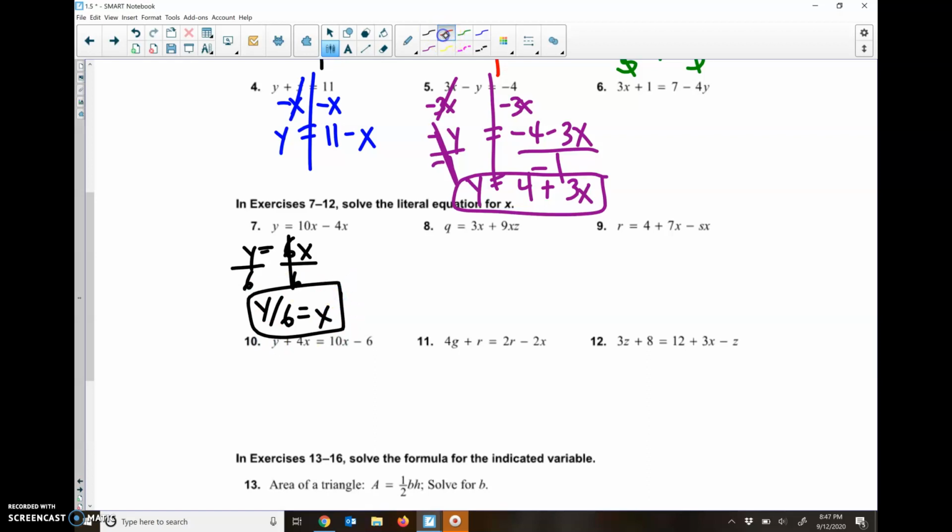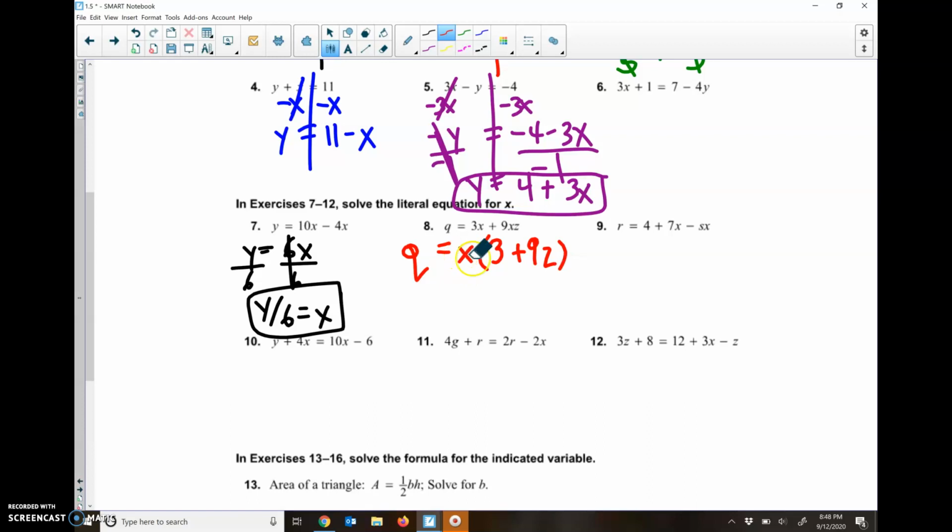All right, once we get to number 8, they get kind of tricky here. I have q equals 3x plus 9xz. So now we're going to do something kind of like undistributing. I'm going to undistribute an x from each side here. I'm going to pull out an x here, and I'm going to pull out the x from there. If I pull out an x from 3x, the only thing that's left is 3. I'm going to pull out an x from 9xz. The only thing that's left is a 9 and a z. So I just pulled out the x from both of those. Since they both have an x, I can do that.